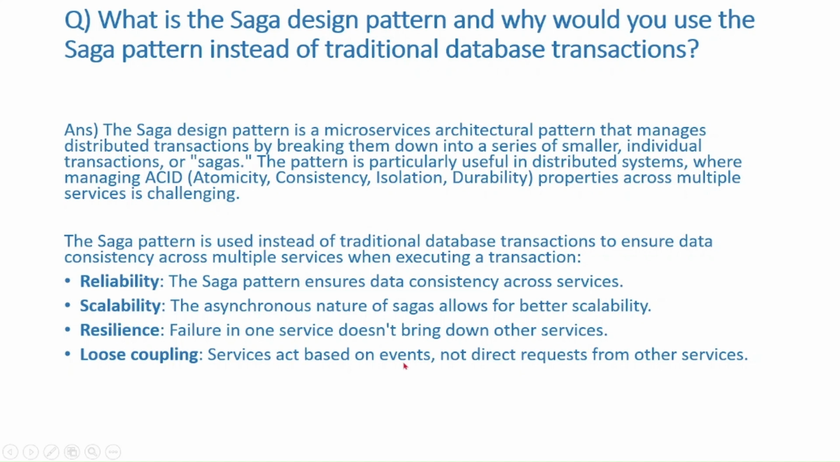The next one is loose coupling. That means services act based on events, not direct requests from other services. Each service is not directly sending requests to another service. They are not tightly coupled, but they are sending events, success or failure events. And according to that event, the next services process their functionality.